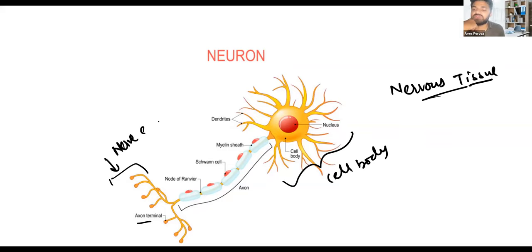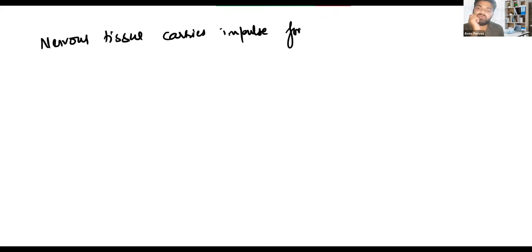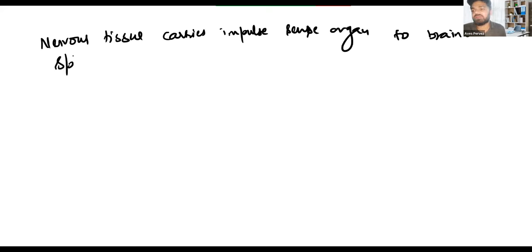And actually these neurons have some specialized character, that they are wire-like in shape, and they need to carry the impulse from one part of the body or one sense organ to another. So what does it do actually? It carries the impulse. Nervous tissue carries impulse from sense organ to the brain or spinal cord.